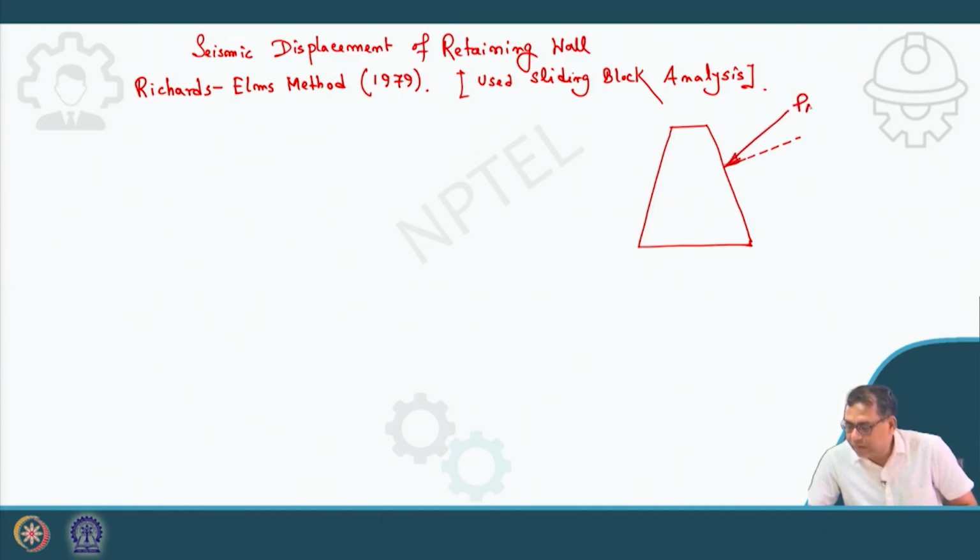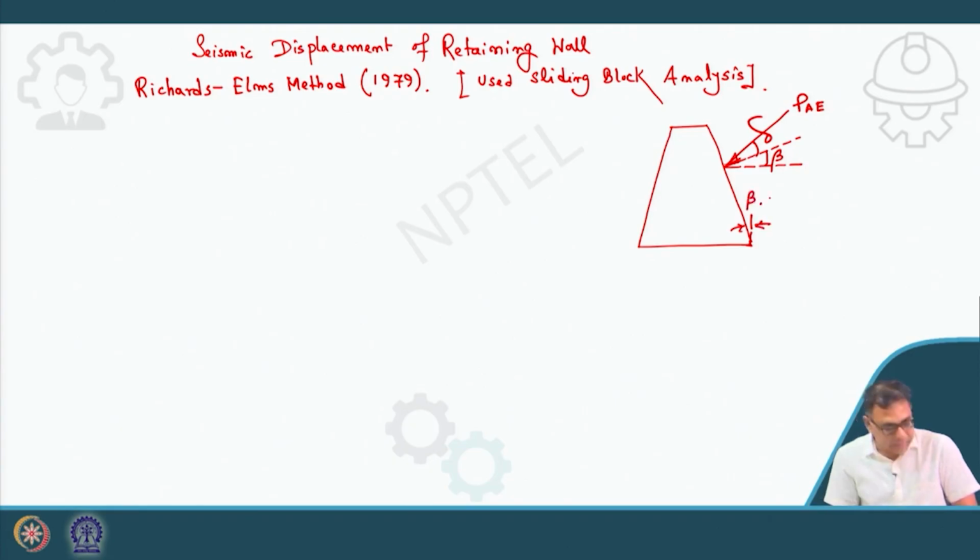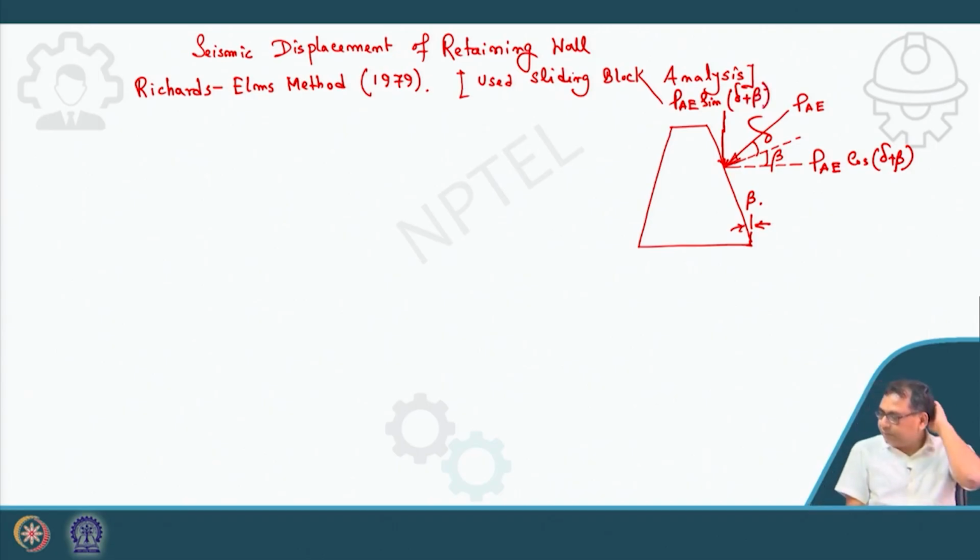So, this is PAE and this angle is delta. Obviously, this is beta. Which angle is beta? This angle is beta. Beta is the inclination of the wall with vertical. So, this will be PAE cos delta plus beta, and it has a vertical component also. This will be PAE sin delta plus beta. Clear?